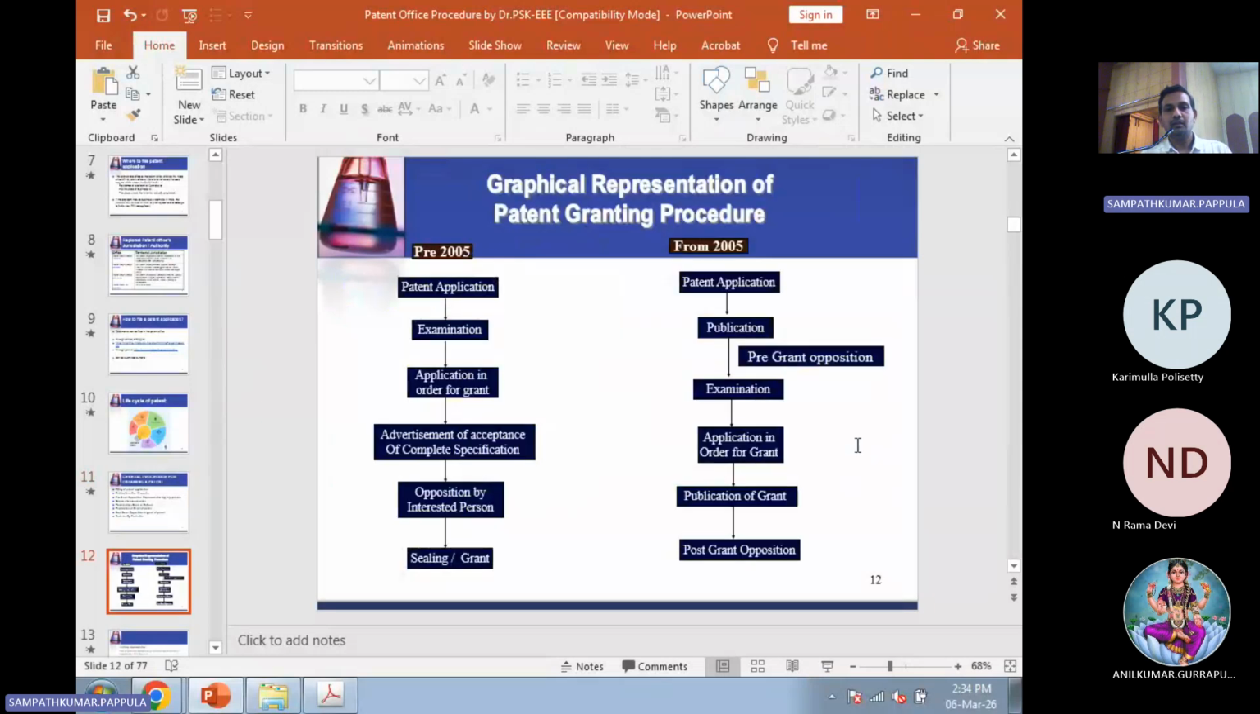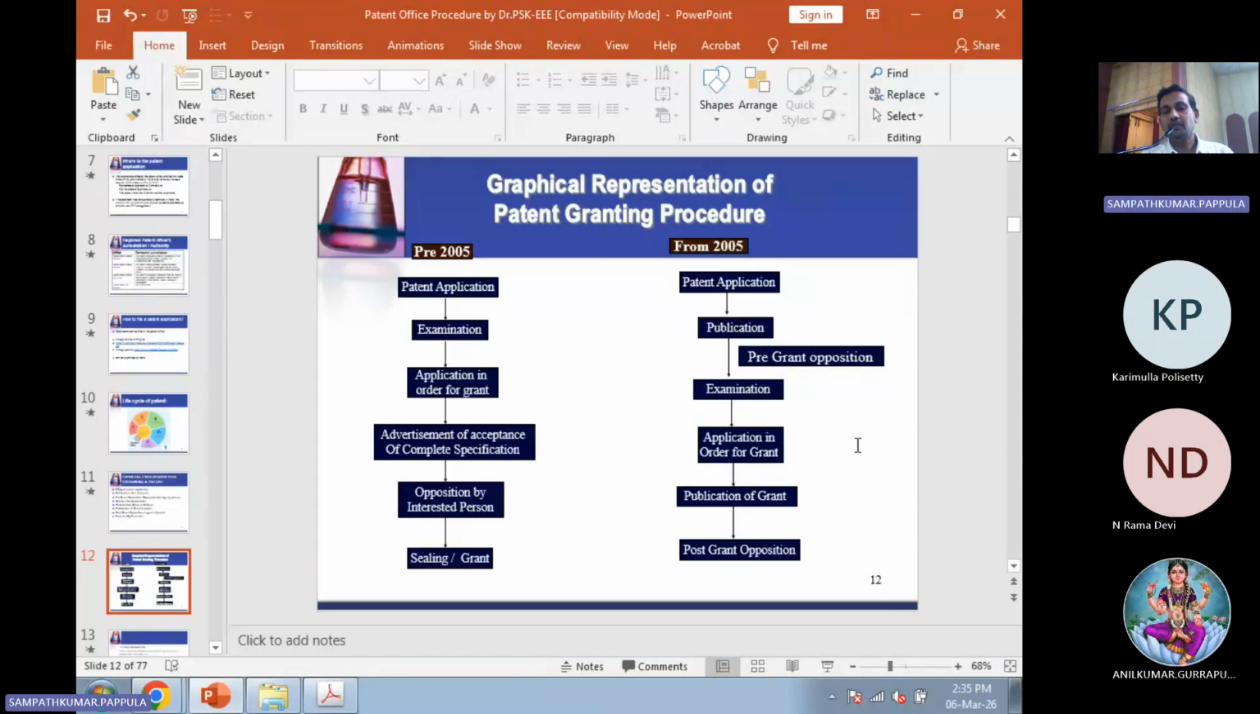Okay. So this is the graphical representation of the patent granting procedure before 2005 and after 2005. Patent applications and examination are there one by one, and applications in order for the grant, advancements and acceptance of the complete specifications, oppositions by the interested person and sealing, and finally you'll get the grant. But after 2005, pre-grant opposition is there. Up to the publication, this is the same before and after the year 2005.